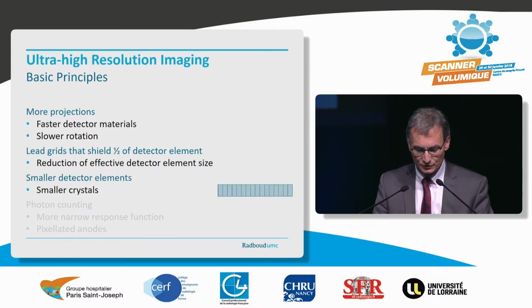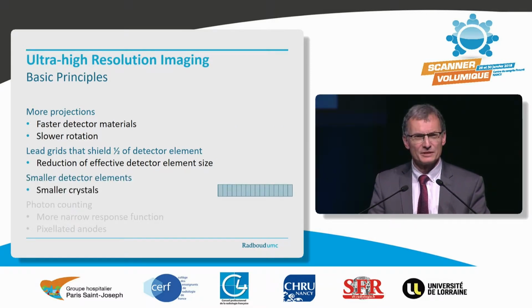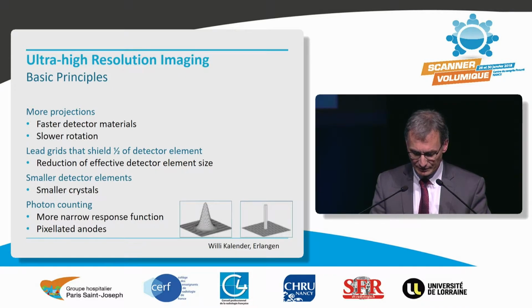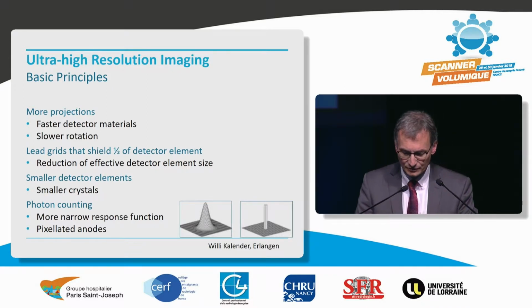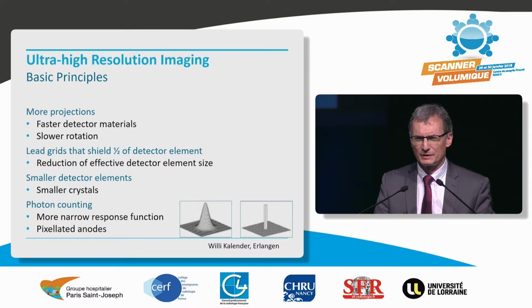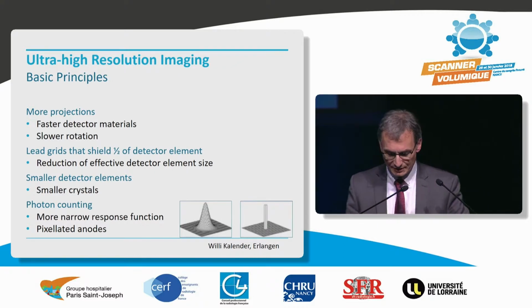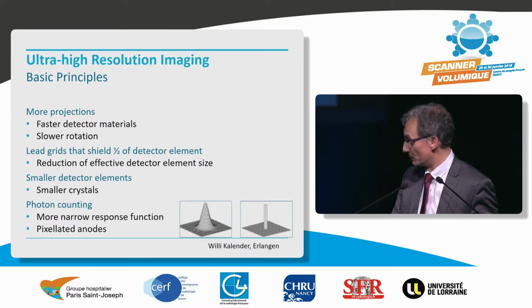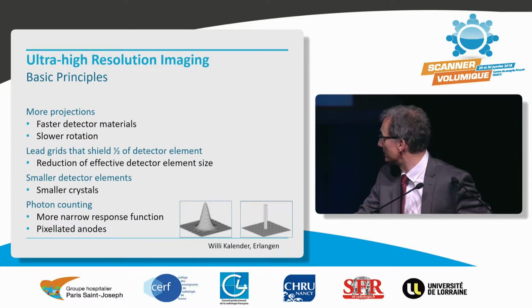Another way would be to use smaller detector elements, in other words, smaller crystals, and ideally thinner septa. And finally, we've heard about photon counting, which in theory gives you a really point response, but in practice, that's not really a point response, but there's a little bit of crosstalk. So these images that you see down here are not realistic.